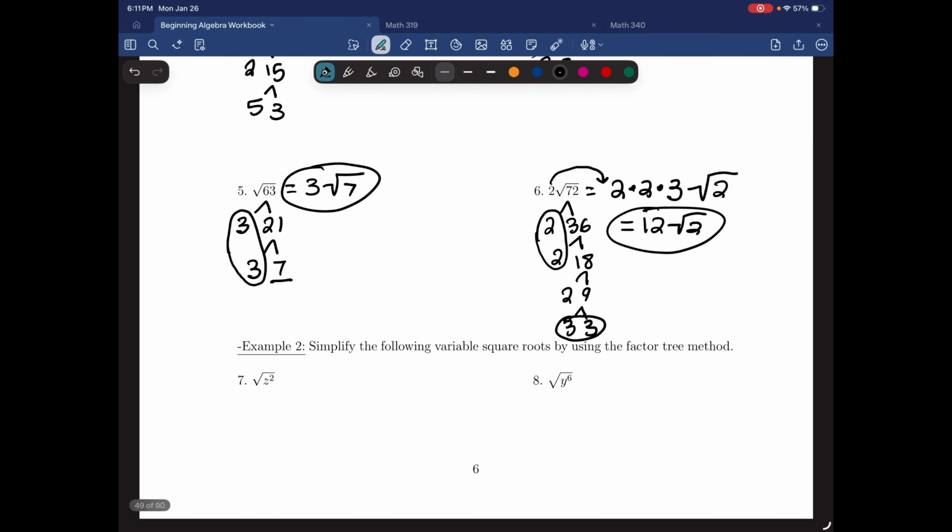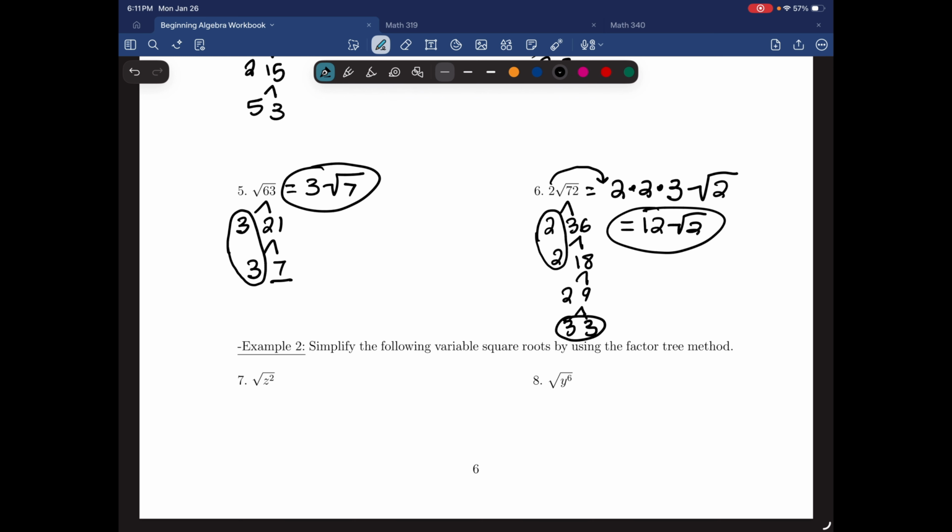Alrighty, so now that we've worked with integers, we are now going to learn how to simplify square roots with variables. Simplify the following square roots using the factor tree method. So for example 7, we have the square root of z squared. Now we're asked to use the factor tree method, but just looking at example number 7, some of us might just know right away by looking at it, because we know the opposite of something squared is the square root. So this squared here would just cancel out with this root, and we know that we're going to get z.